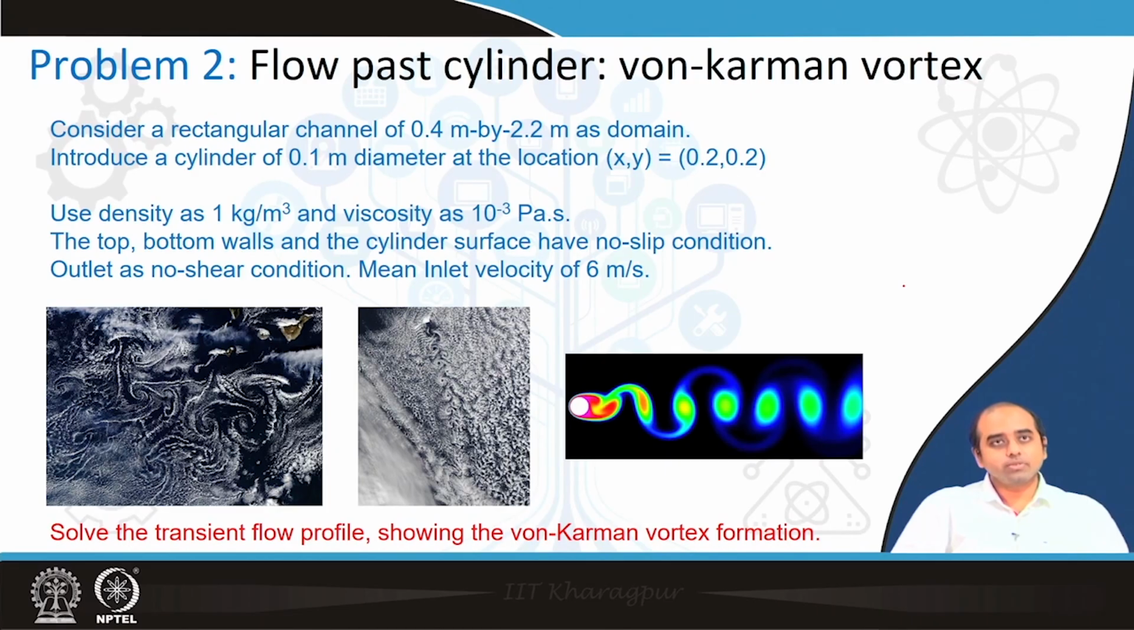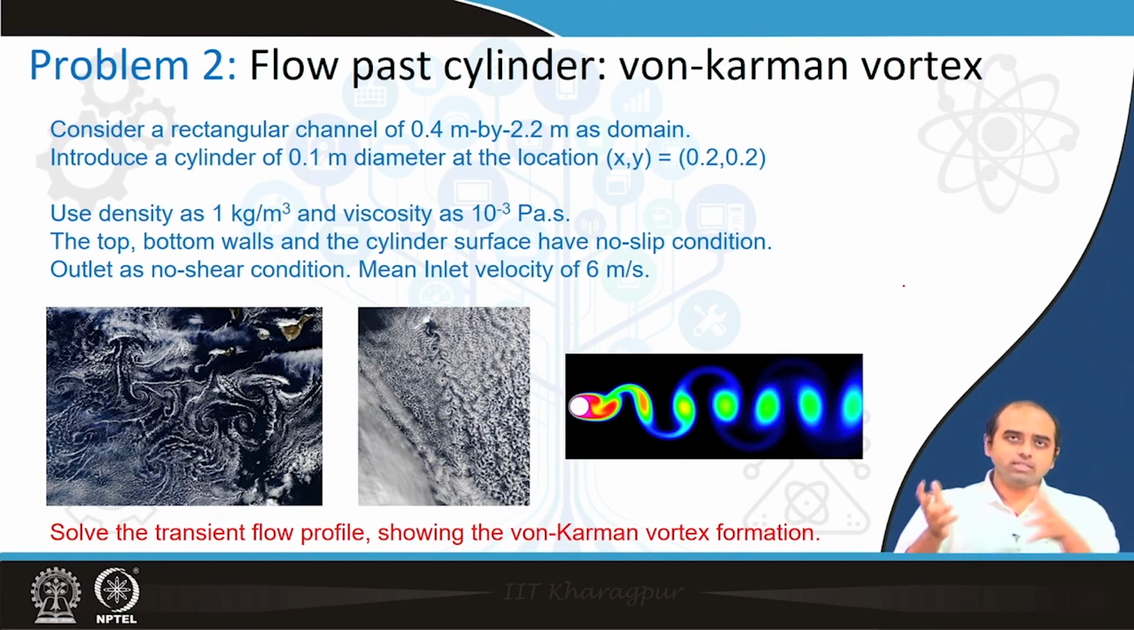So, let us observe this phenomenon and see how the von Karman vortex formation is realized numerically. Let us consider the problem of a rectangular channel. The dimensions are already mentioned. You place a small circular intrusion; since it is a 2 dimensional problem, the circular intrusion is ideally a cylindrical inclusion from the 3 dimensional perspective.